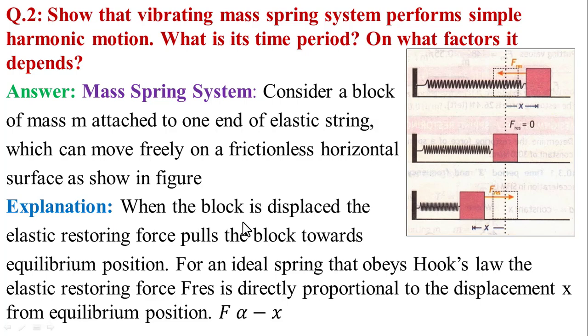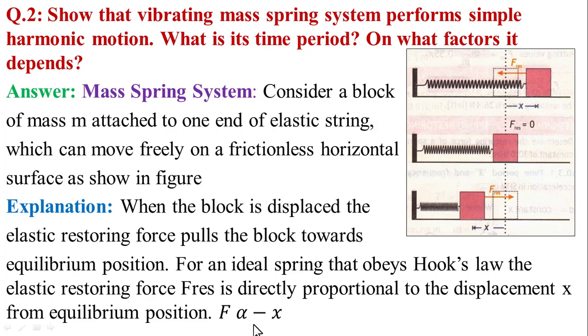Explanation: when the block is placed, the elastic restoring force pulls the block toward the equilibrium position. For an ideal spring, it obeys Hooke's law, and Hooke's law is that the elastic restoring force is directly proportional to its displacement from its equilibrium position. We can write that F is directly proportional to minus x.